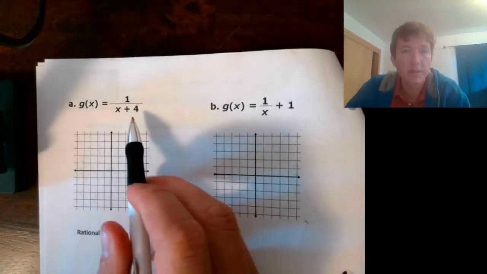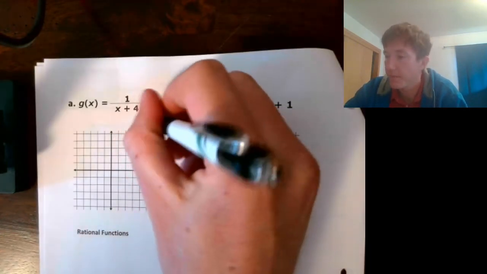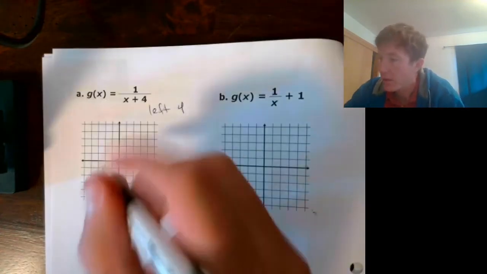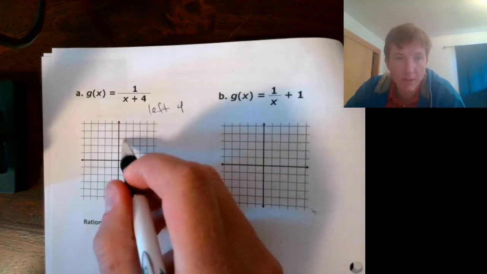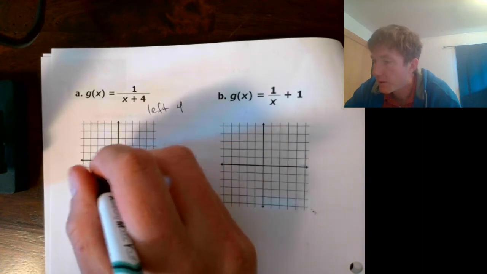What's going on here? This is a move to the left 4. So we're going left 4. Normally I would have the graph here. We're just moving to the left 4: 1, 2, 3, 4.